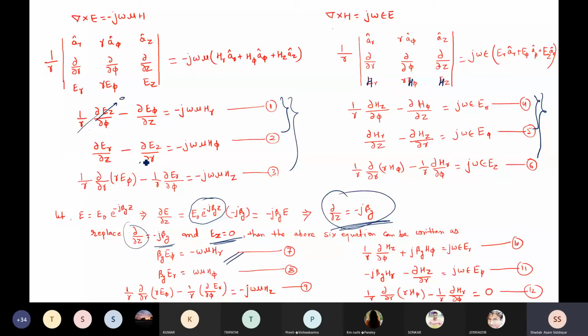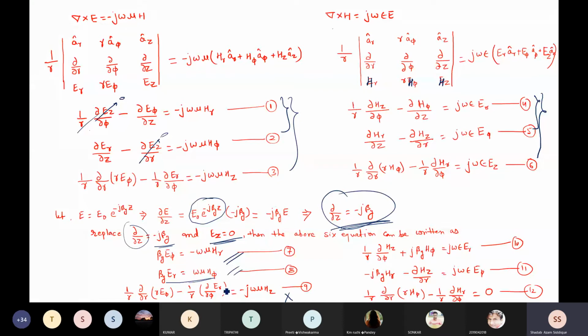Similarly, this term will become 0, and del upon del z is minus j beta_g, so the minus j will cancel. Beta_g E_r is equal to omega mu H_phi. I will not need this equation, but you can write it if you want. If you want to carry out all six equations, you can, but we don't need this equation. We will not require it, because we will try to write these equations in terms of H_z.